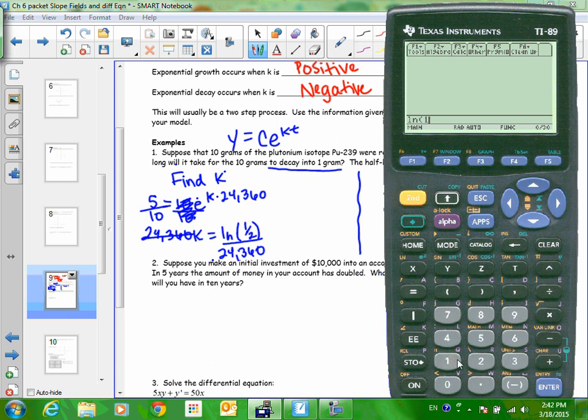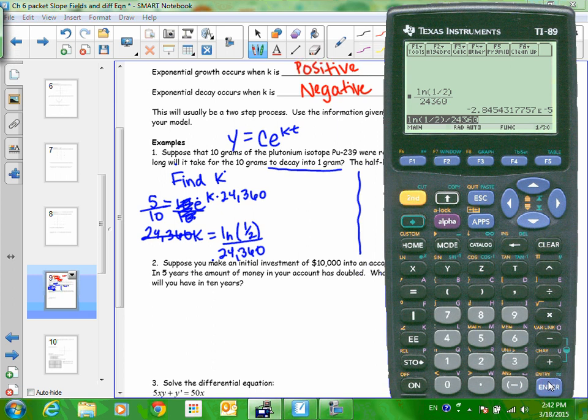What do you guys think? Is this a growth or decay problem? Decay. It's a decay. So should my K be positive or negative? Negative. So that's an easy way to check that we did this right. Now I know I want a decimal, and so I'm going to go ahead and do diamond enter.